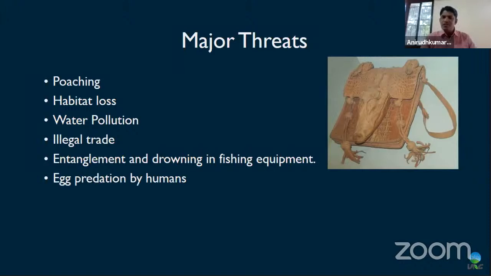Egg predation by humans in certain parts of India. People eat crocodile eggs, especially on the eastern coast of India, in Orissa and West Bengal and certain other parts. Then, body parts as medicine. A lot of rural people, a lot of tribal people believe that the meat of crocodile is an aphrodisiac and has medicinal properties. And to be very frank, it's actually true.